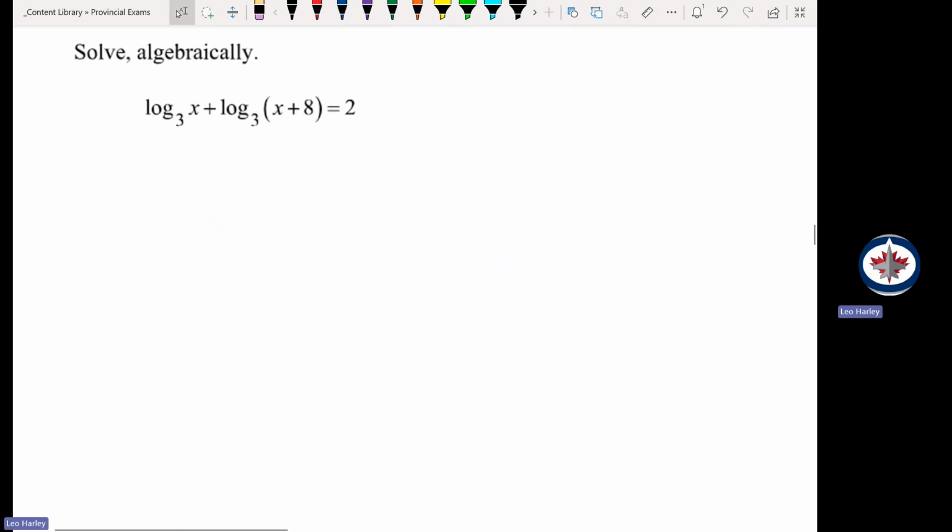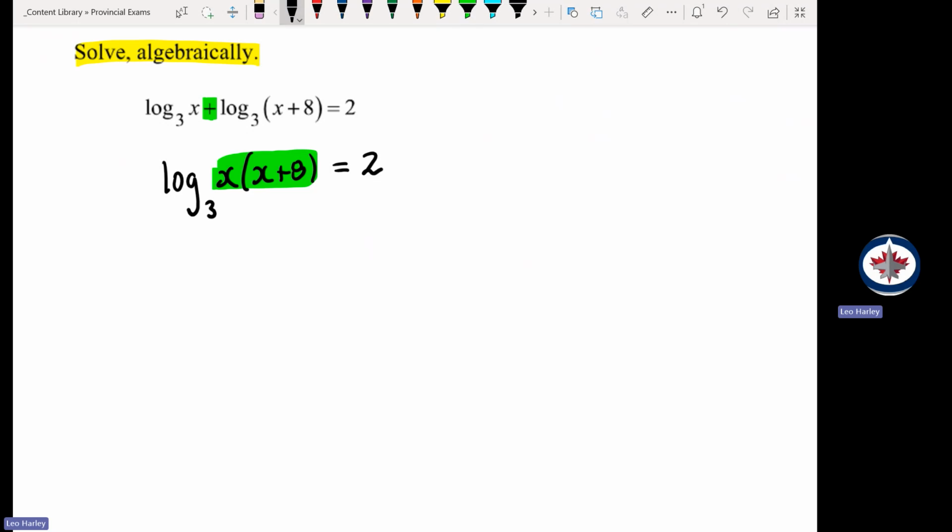This is classic. This is friendly. This is warm. I like this one a lot. They are when you know what you're doing. So you're going to build one log, correct? And we're just using, as you can see, if you have two logs being added together, it turns into one log where the arguments are multiplying, and all of which is equal to 2.